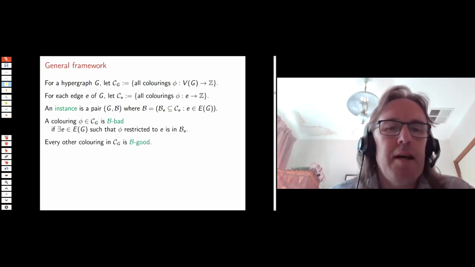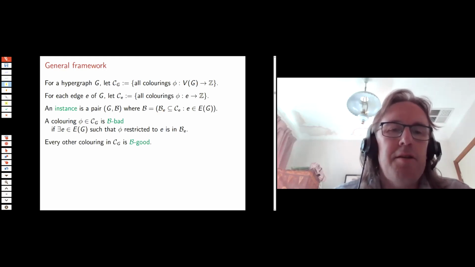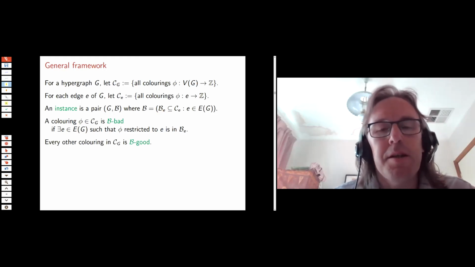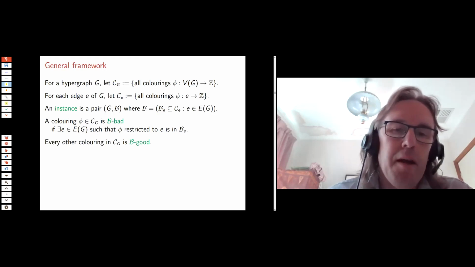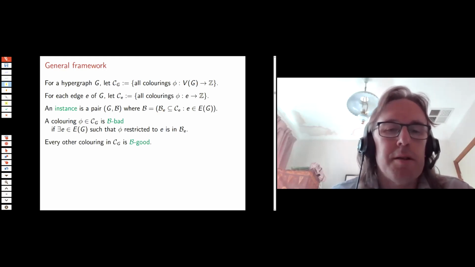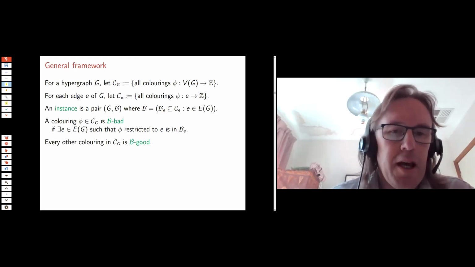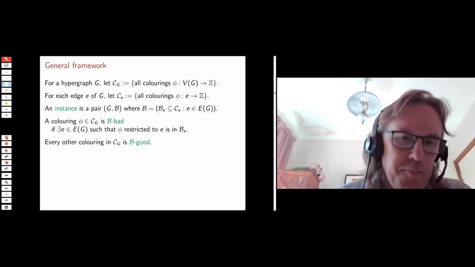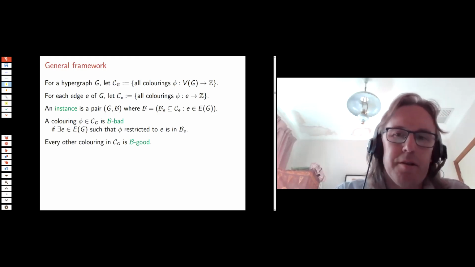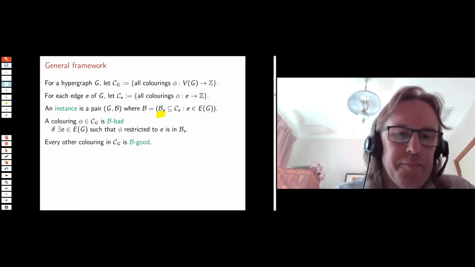And so we say a coloring phi of the graph is B-bad if there exists an edge E in the graph such that phi restricted to E is in B of E. So it's bad on that edge. And then every other coloring is B-good. So a coloring of the graph is B-good if on every edge it is good. Hopefully that's an intuitive definition, but there's no restriction on what B of E is. It's just an arbitrary subset of the colorings of E.